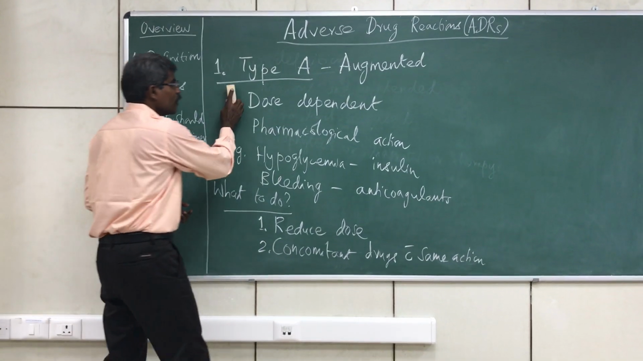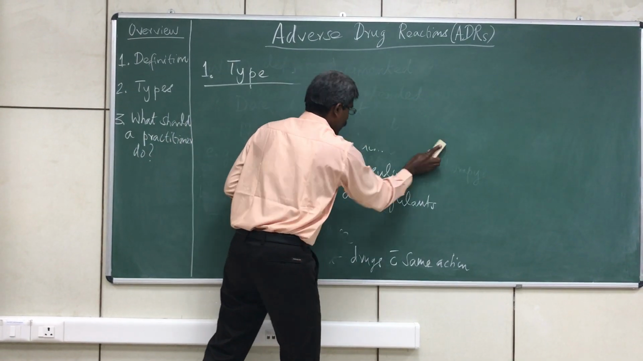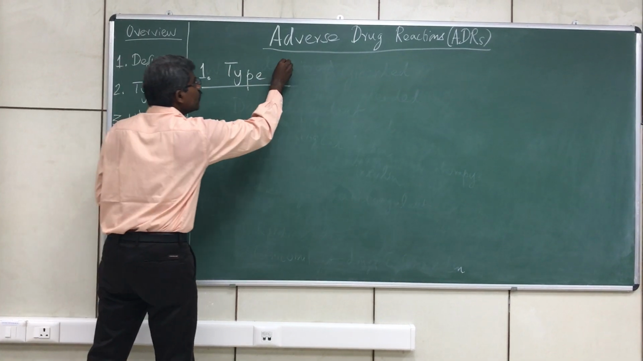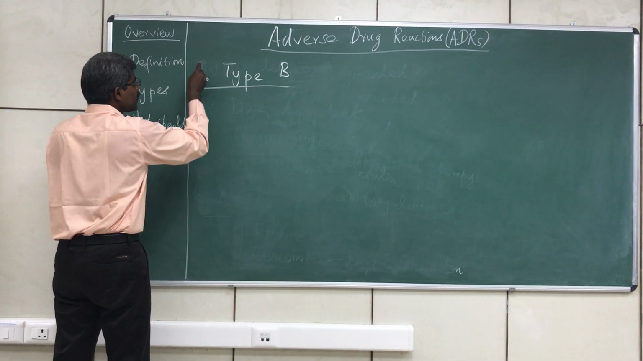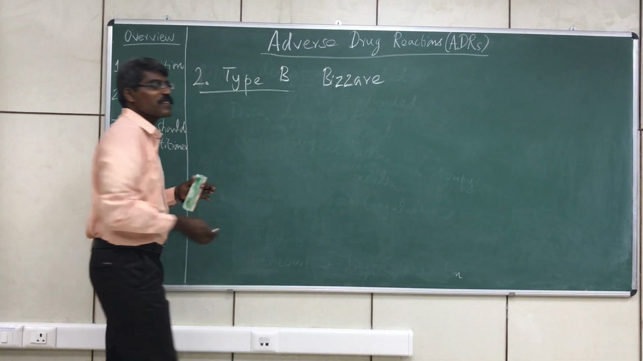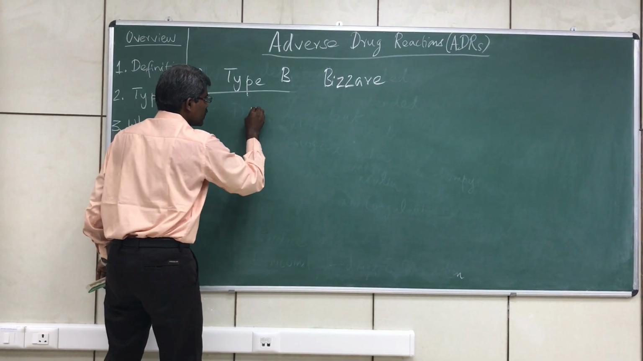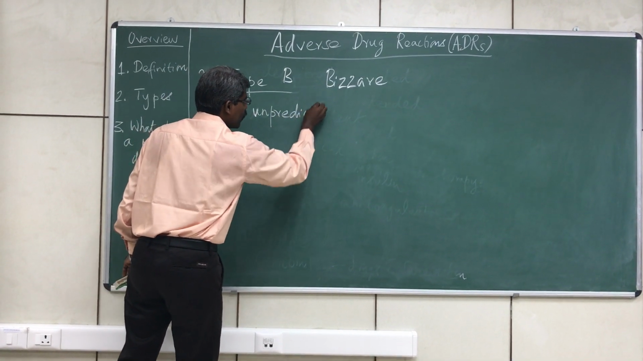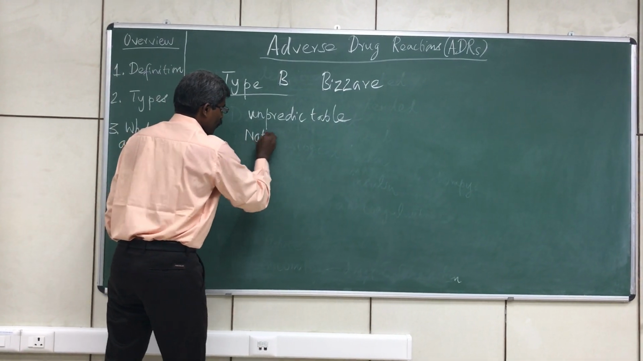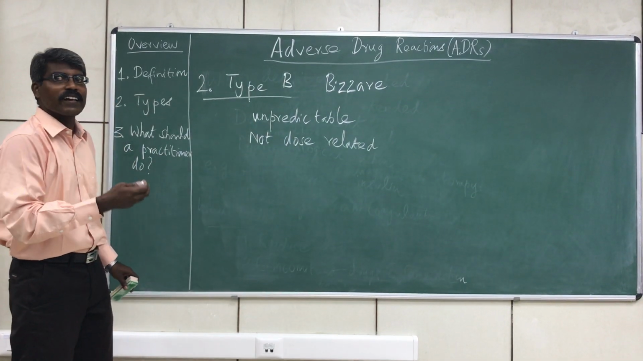Now let's go to the second type, type B reactions. B stands for bizarre. Again, the name is very self-explanatory. Bizarre means strange. So we don't know in which patient these will occur. These are totally unpredictable, or their occurrence is very strange, and this is also not dose related. They can occur even with a small dose, or they can occur with a high dose also.